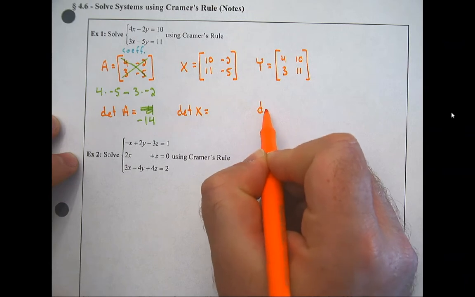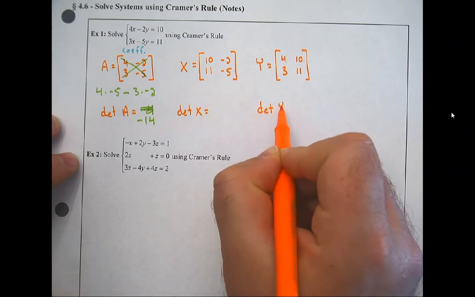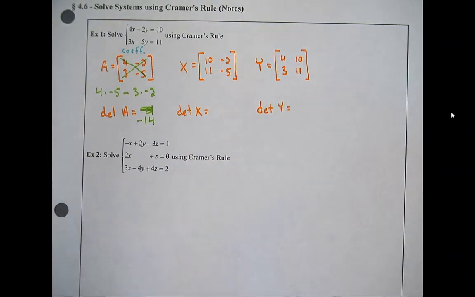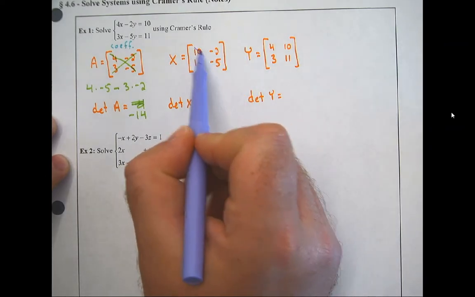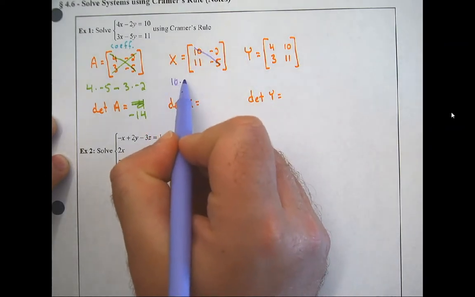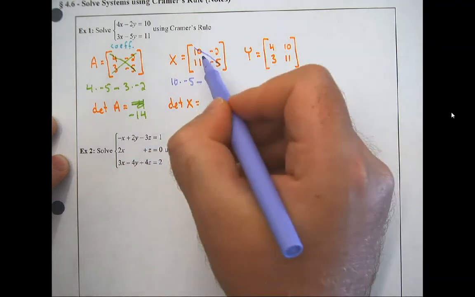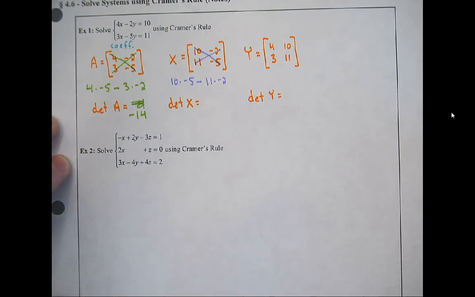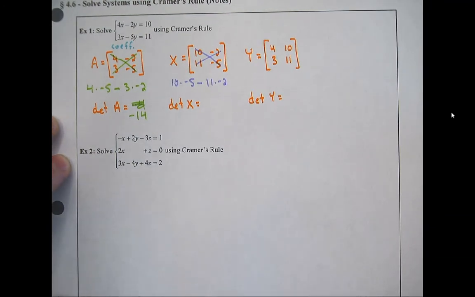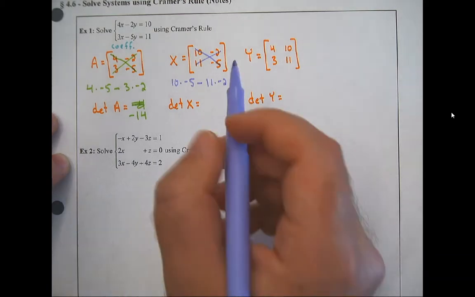Determinant of X and then determinant of Y. So I'm going to calculate the determinants by the little cross thing that I remembered from Miss Lentz's class when I was in pre-calc. So that would be 10 times -5. It's always subtract 11 times -2. I'll do that on my calculator. Subtract 11 times -2, and we would get -28.